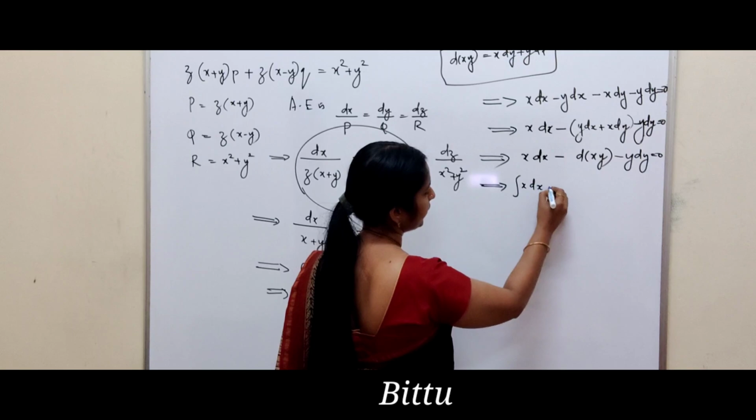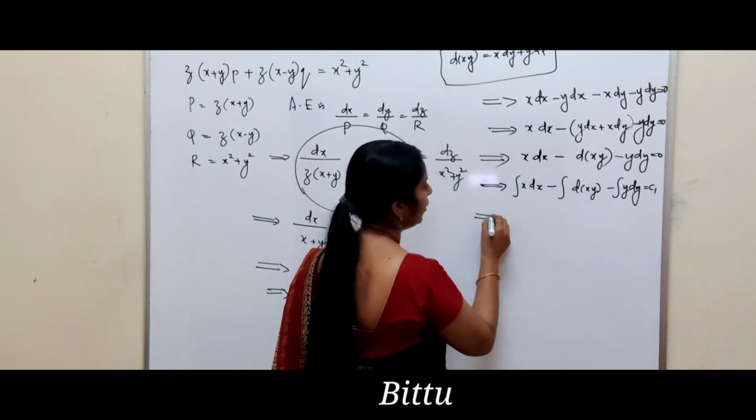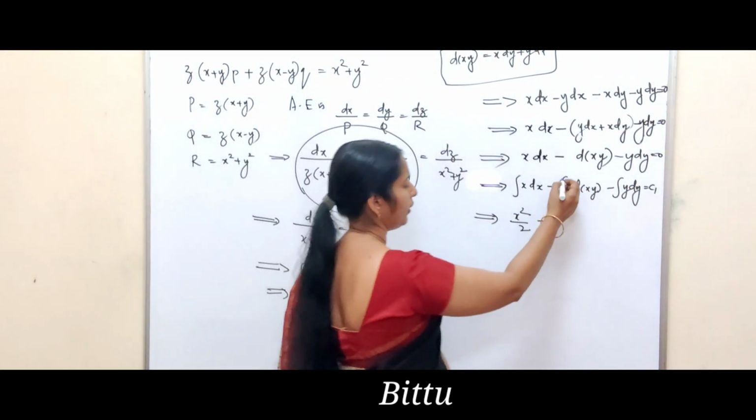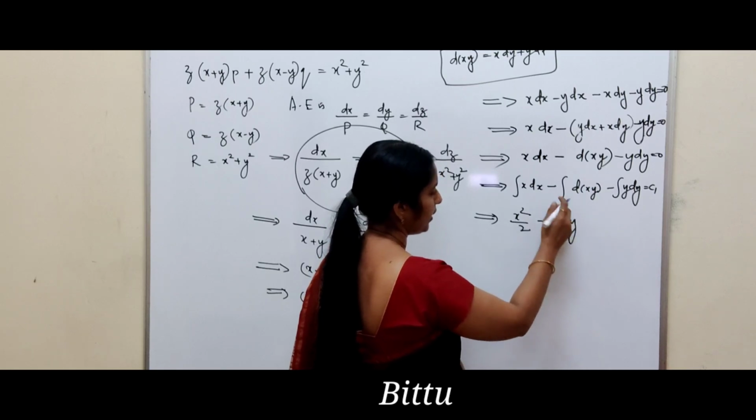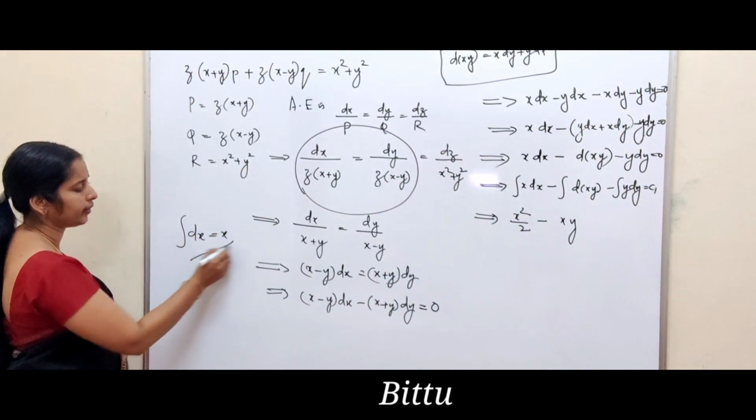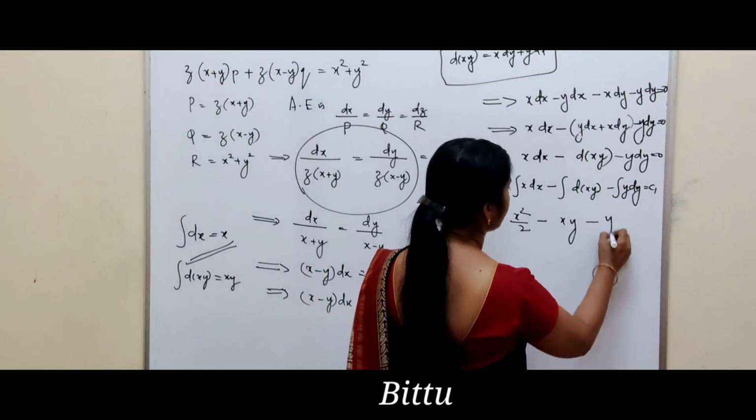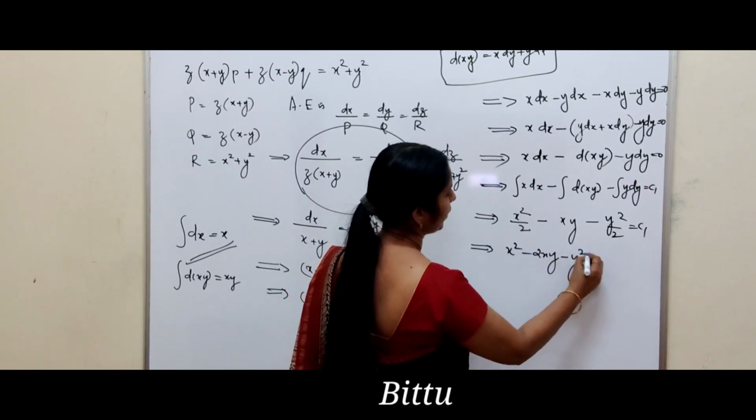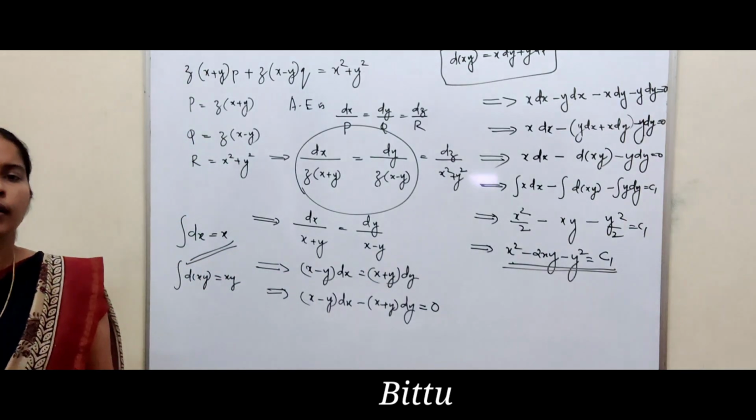So integral x dx minus integral d of xy minus integral y dy is equal to a constant c1. What is integral x dx? It is x square by 2, minus integral d of xy. Integration and differentiation are reverse processes of each other, so this cancels and the middle term is xy. That is, integral of d of xy is xy. Then minus y square by 2 equal to c1. Taking 2 as LCM, x square minus 2xy minus y square equal to 2c1. Since c1 is arbitrary, you take it as c1. So this is one solution of the auxiliary equation.